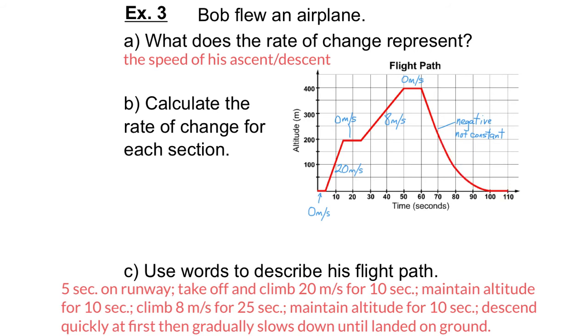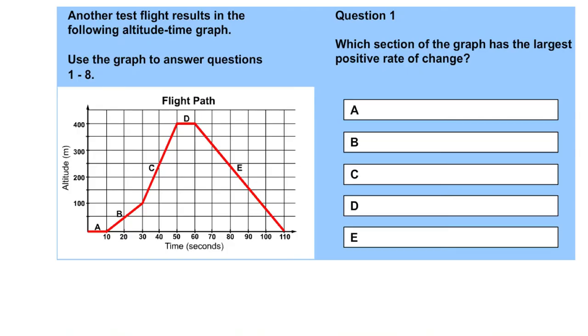So when I'm asked to describe his flight path, I'm just going through each section and telling what it means. So we're interpreting the numbers that we calculated for rate of change. I'm just going to go through the next part fairly quickly. All we're going to do is look at graphs and analyze them.